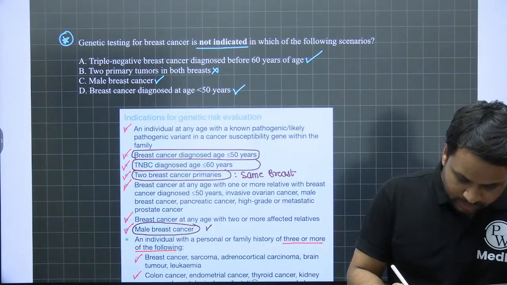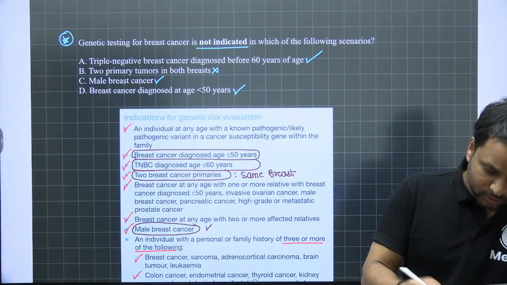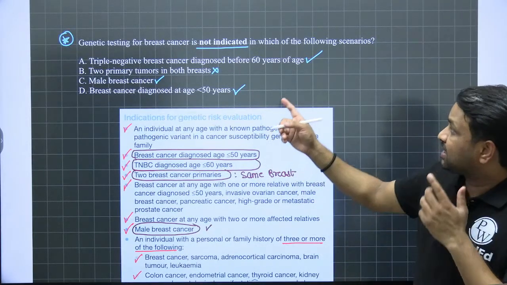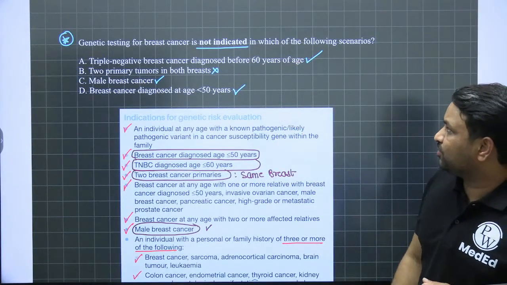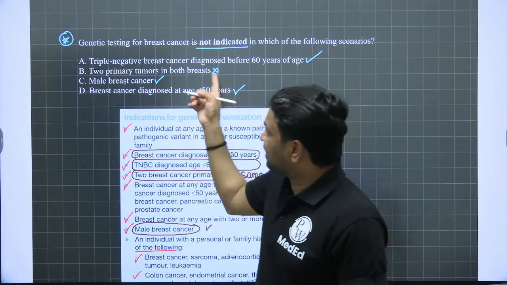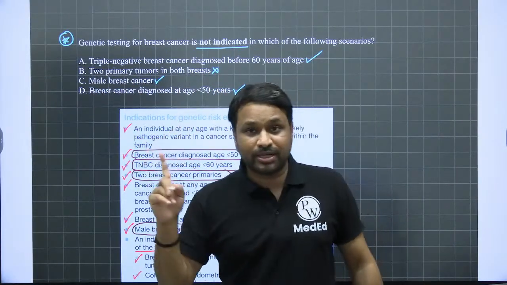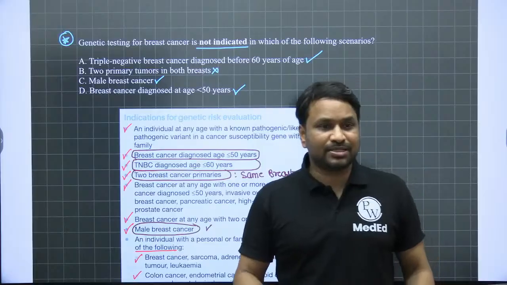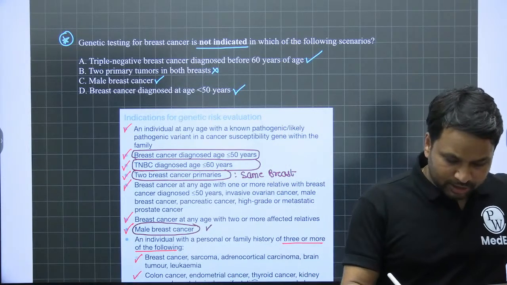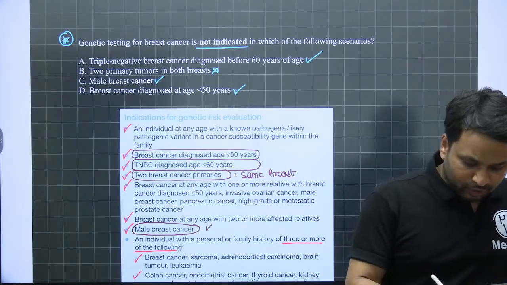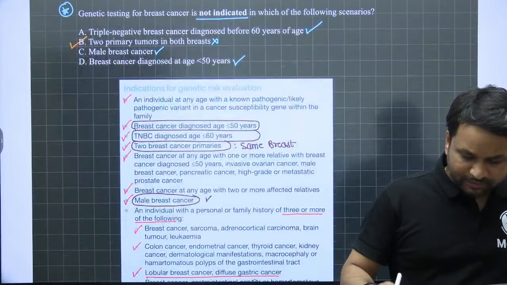So breast cancer diagnosed below the age of 50 years, male breast cancer and triple negative breast cancer diagnosed before the age of 60 years. All these require genetic testing. The two primary tumors in both breasts, it has to be in one single breast that warrants for it. So answer here is going to be B for Bombay.